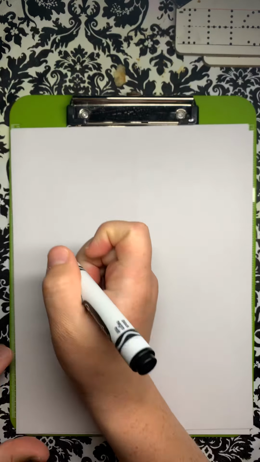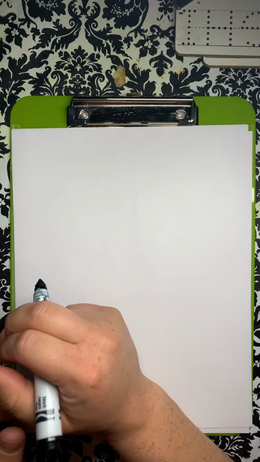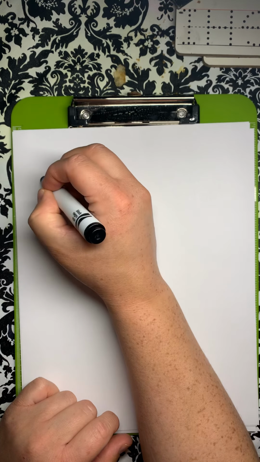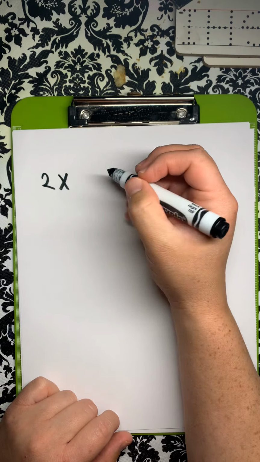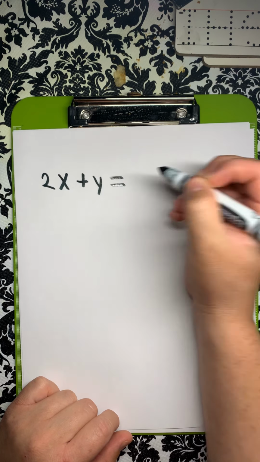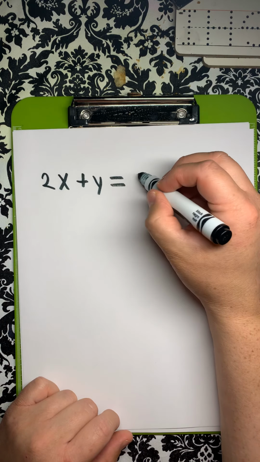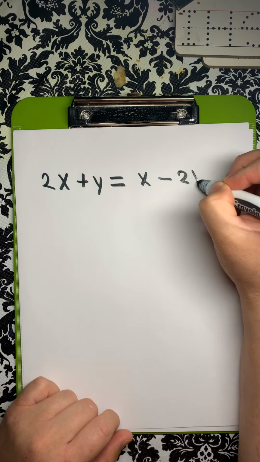This is lesson 8. It's called literal equations, or solving equations with more than one variable. First we want to look at, we've been doing a lot of inverse property. Same thing applies here. So let's just start with a simple one. We're going to have two different variables, 2x plus y. On the other side of the equation, I'm just going to put an x minus 2y.